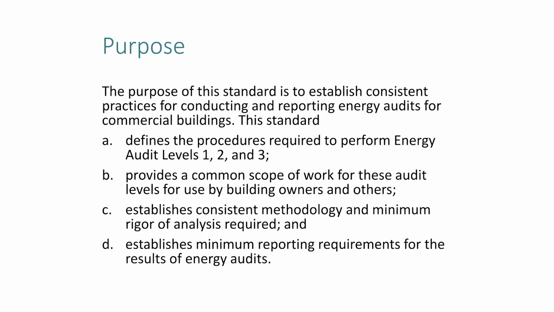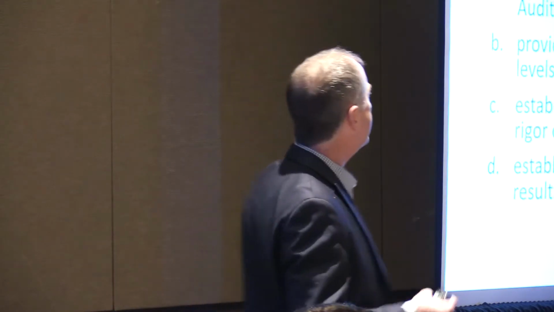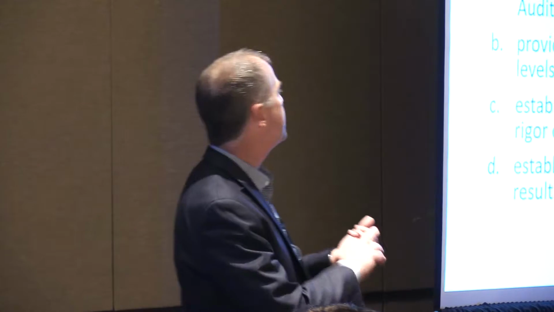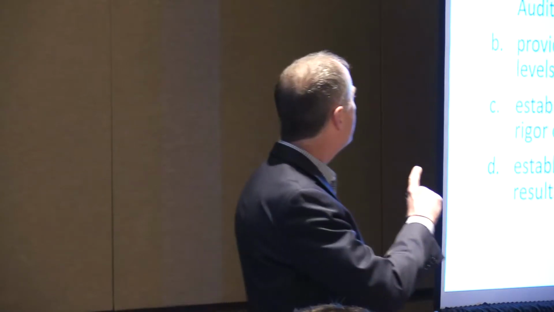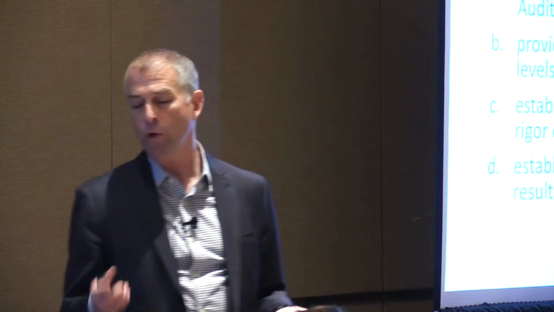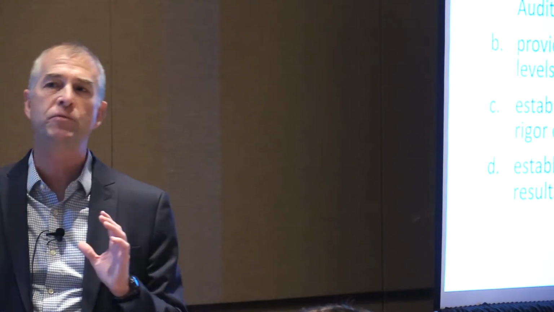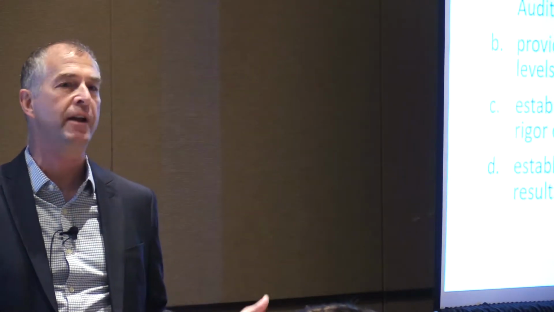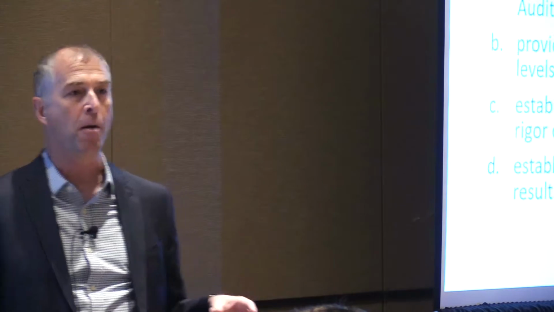So this is the purpose statement of the standard. Every standard starts with a title, purpose, and scope. Really, try not to read it off here, but the purpose was to define the audit levels, provide a common scope that we could bet on, establish consistent quality methodologies, and minimum reporting requirements. And with energy auditing that has, to date, never had any regulation around it, this required a lot of shifting gears on the part of the people in the conversation from a good energy audit to a standard meeting energy audit.